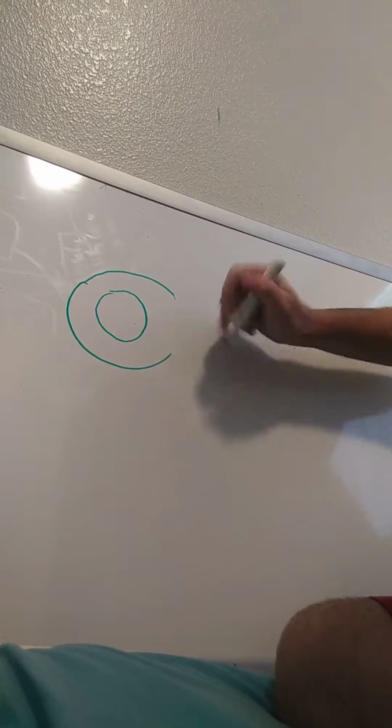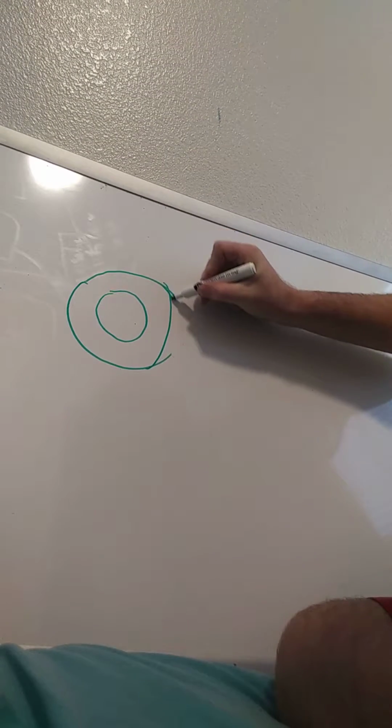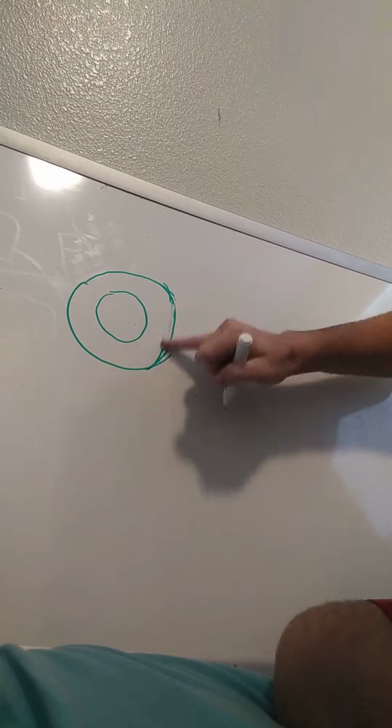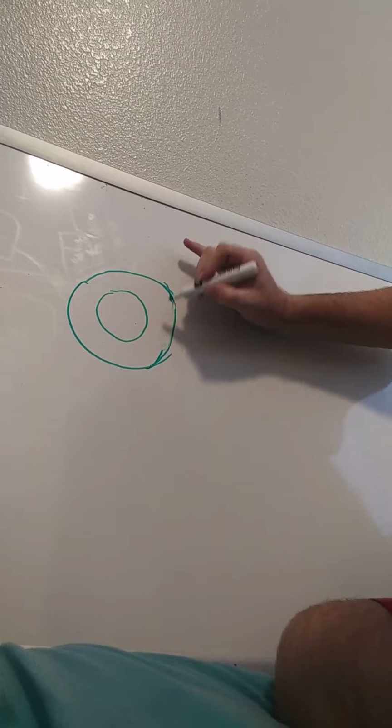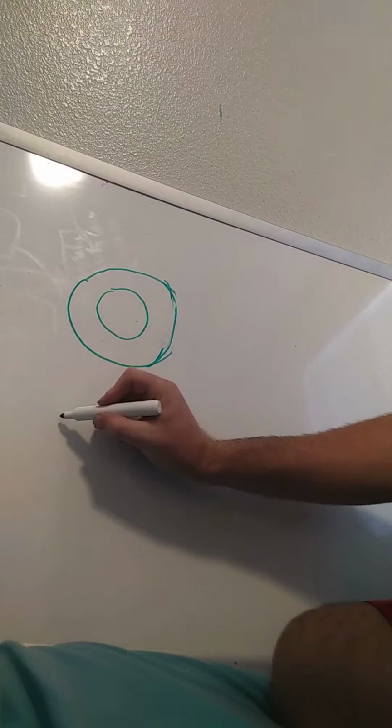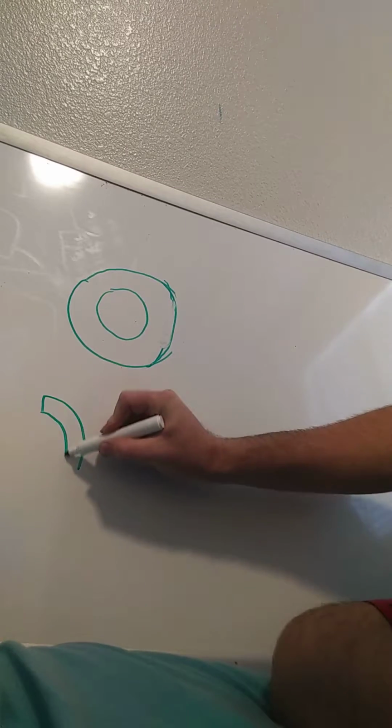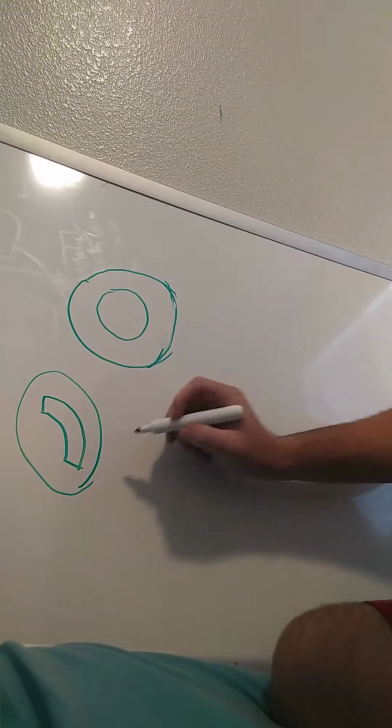Excuse me one second. Let's see. Okay, there we go. You have a torus right here. What I was trying to find the area of was a quarter of a torus right here.